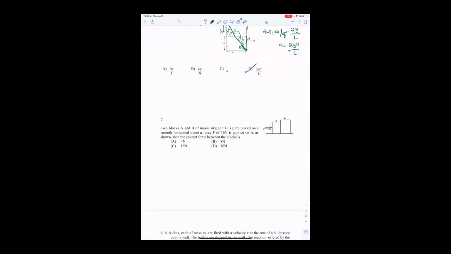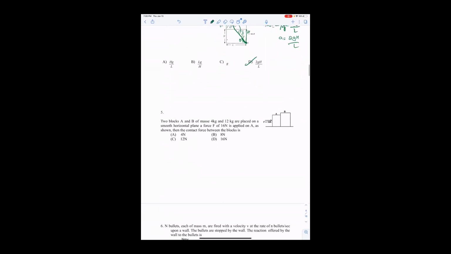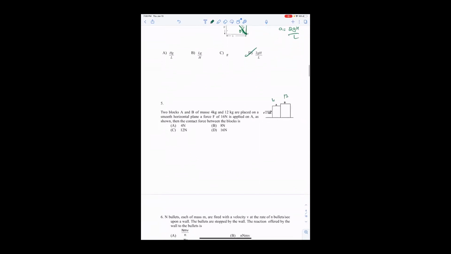Fifth one, the blocks A and B of mass 4 kg and 12 kg are placed on a smooth horizontal plane. This is 4 kg guys, this is 12 kg. The force F is equal to 16 Newton as shown. Then the contact force between the blocks. It didn't say anything about friction. That means mu here is 0. It is frictionless surface.